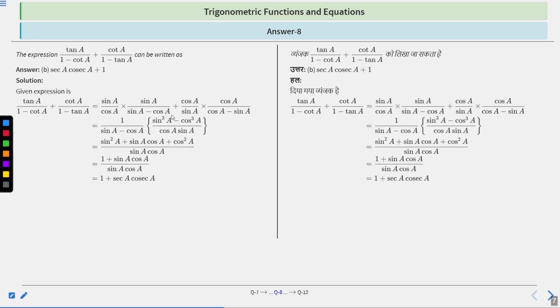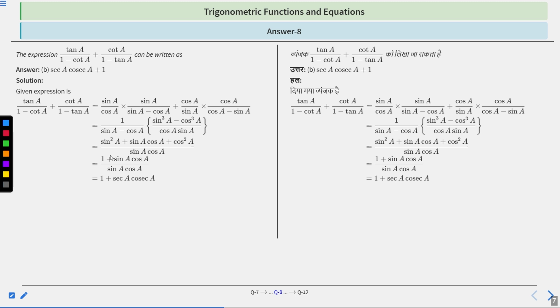Therefore, it will be sin cube A minus cos cube A upon cos A into sin A. Sin cube A minus cos cube A can be written as sin A minus cos A into sin square A plus sin A cos A plus cos square A. And sin A minus cos A will be cancelled in the numerator and in the denominator. Therefore, it will be equal to sin square A plus sin A cos A plus cos square A upon sin A cos A. Now, sin square A plus cos square A, we know that it is equal to 1. Therefore, it is equal to 1 plus sin A cos A upon sin A cos A.